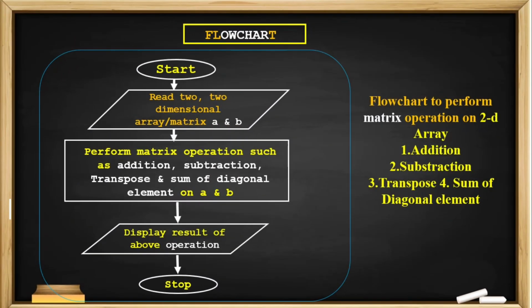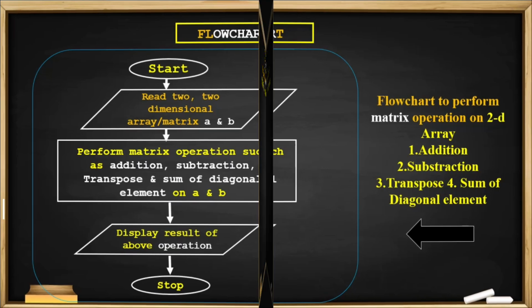Now we will see the flowchart for matrix operations such as addition, subtraction, transpose and sum of diagonal elements. A flowchart is a graphical representation of an algorithm. A flowchart always begins with start and ends with stop. First, two matrices, say A and B, of dimension 2 by 2 are read, as shown in the input-output block. Further, in the process block, all the operations are performed as discussed earlier. Next, the result of the operations is displayed in the input-output block. The flowchart always ends with stop.